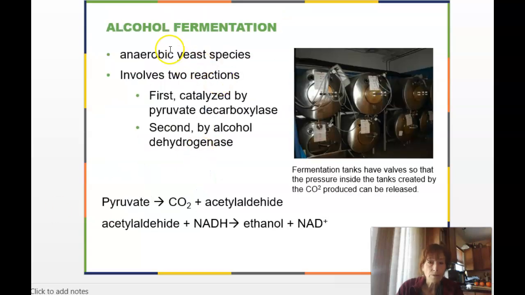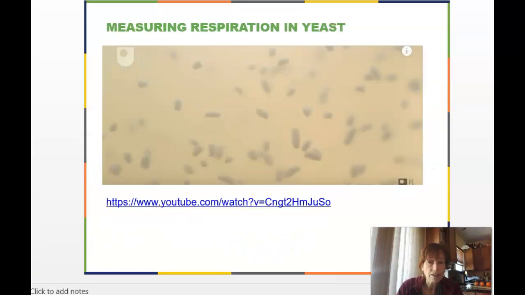In anaerobic species that don't really need oxygen anyway, they produce alcohol. They basically do the same kind of bypass, but their product is going to be some alcohol. We'll leave it at that.